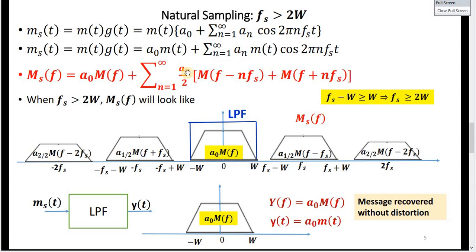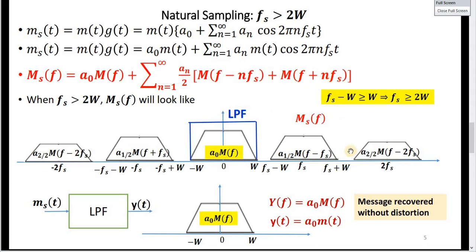Now we have a1/2 M(f - fs), that is, we started with n equal 1. So M(f - fs) is this term centered at fs, and its height is a1/2. a1, of course, is the Fourier coefficient a1 in the Fourier series expansion. We also have a1/2 M(f + fs), which is this term M(f + fs).